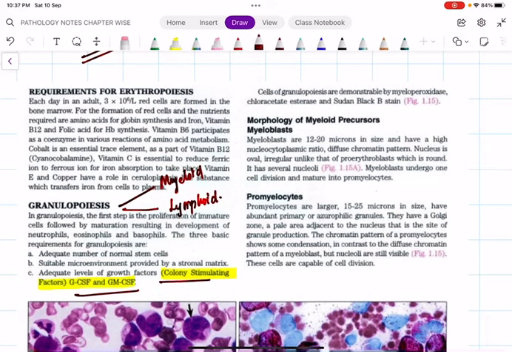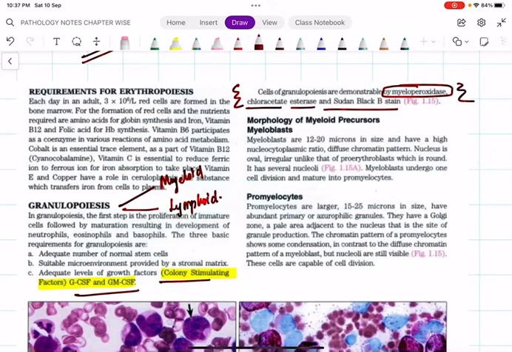This is a very important point, a very frequently asked MCQ question. What are the most important stains that are used to stain the cells of granulopoiesis? Number one is myeloperoxidase. I will tell a bit more specifically very soon. Then chloroacetate esterase and Sudan black B. So these are the three important stains that we use for granulopoiesis.